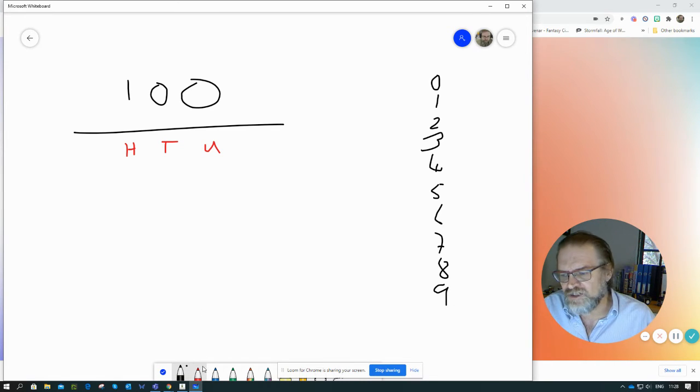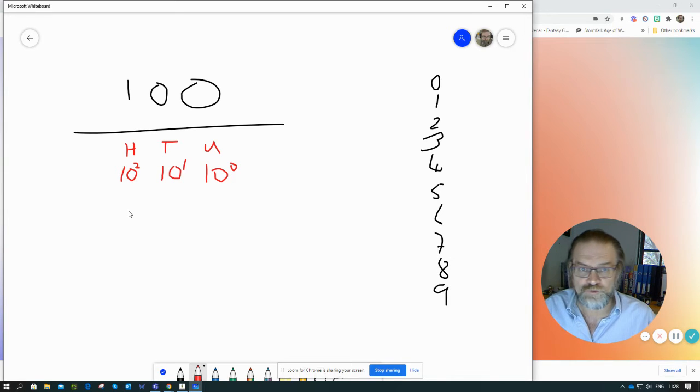And if you think about what that actually means, that would be 10 to the power of 0. So those are our individual units. The tens are 10 to the power of 1. And the hundreds are 10 to the power of 2. And if we get into thousands, it would be 10 to the power of 3, which is 10 times 10 times 10, a 1 and 3 noughts. 10 times 10, a 1 and 2 zeros, 100. 10 just by itself, and units over here.